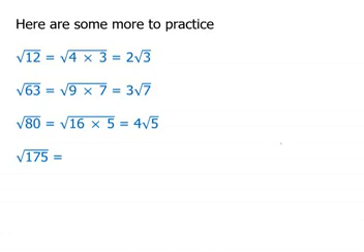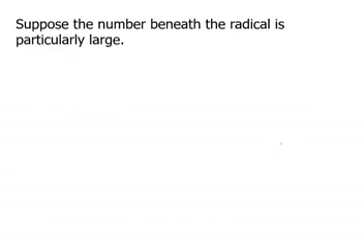And then 175, well, that is 7 times 25. So 25 times 7, take the square root of that, and what we get is 5 root 7. And those are all simplified roots. And so on the test, you'd never see the square root of 175 listed as an answer choice. You'd see it listed as 5 root 7, the simplified form.